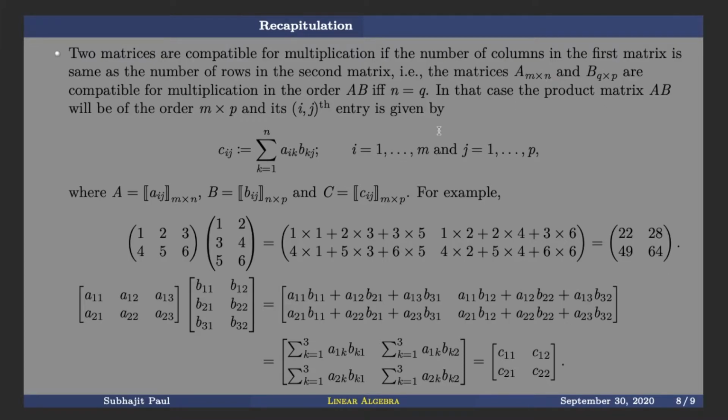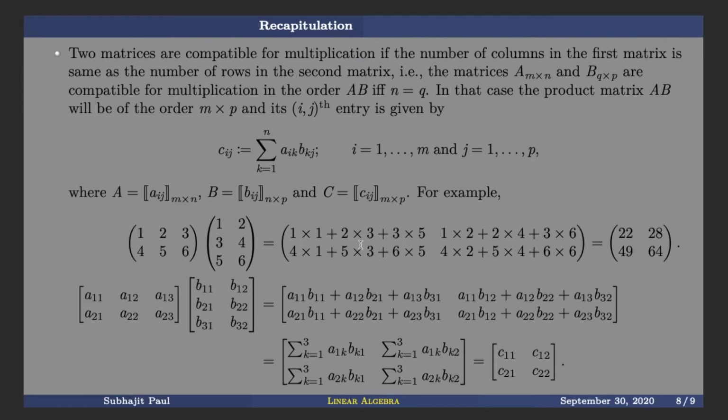Here you see this is coming from here. A is an m cross n matrix and B is a q cross p matrix. So n is equal to q, and that is true here: 3 is equal to 3. The number of columns is 3 here and the number of rows is 3 here. In that case, you can multiply them. The product matrix will have the number of rows of the first one, which is 2, times the number of columns of the second one, which is also 2. So this resultant matrix is 2 cross 2.